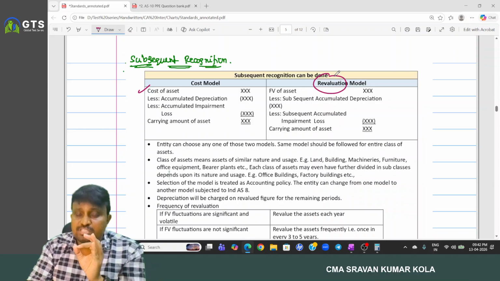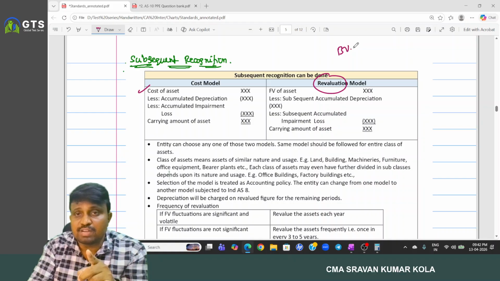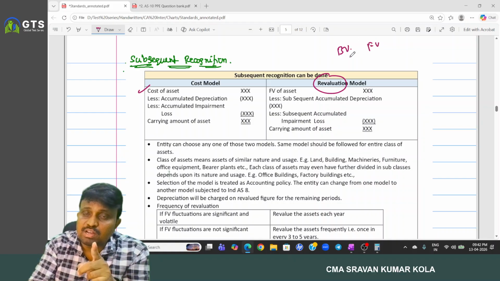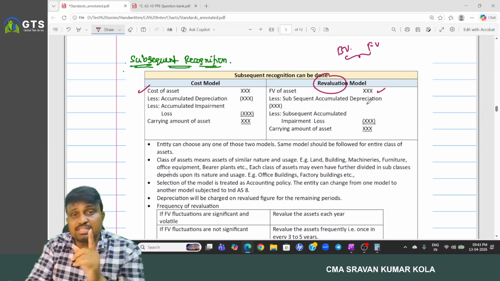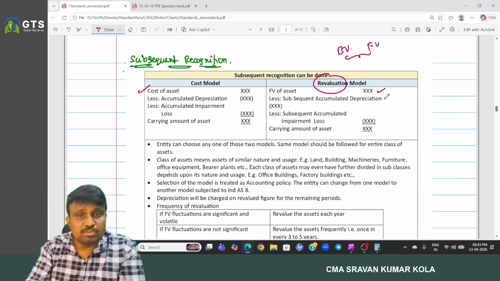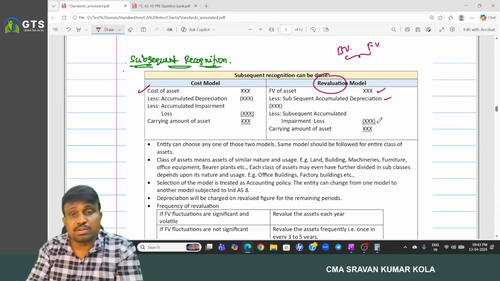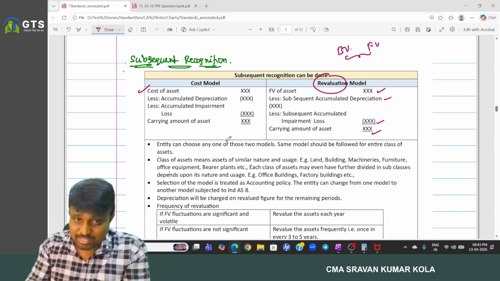If the revaluation model is opted, then first calculate the book value of the asset on the date of revaluation and compare it with the fair value of the asset. The difference is accounted as per AS-10. The fair value of the asset is the revised book value. From that we have to reduce any accumulated depreciation and any subsequent accumulated impairment loss, that is the book value.